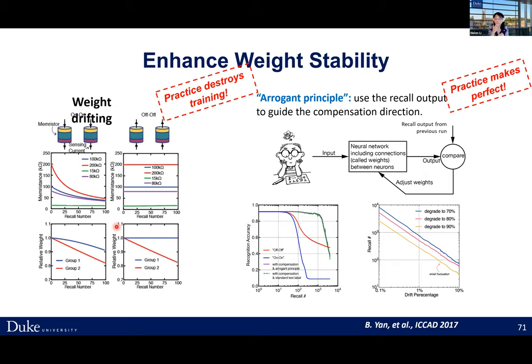For this work, we propose a so-called Argand principle. Our high-level idea is that we tend to mimic the practice-makes-perfect approach. We assume that during inference, every inference result is correct. So we use the inference results to control the input conditions during the next inference operations. In this way, when we apply positive and negative voltage across the devices, we could compensate the weight deviation slightly.